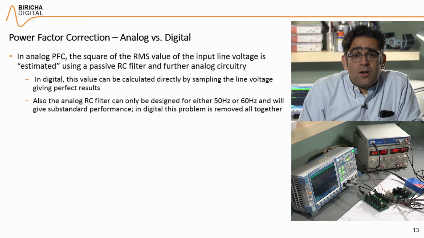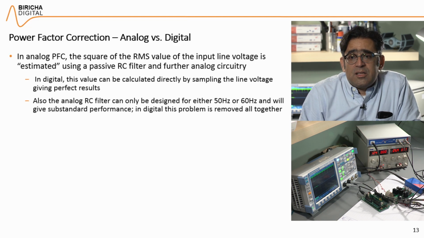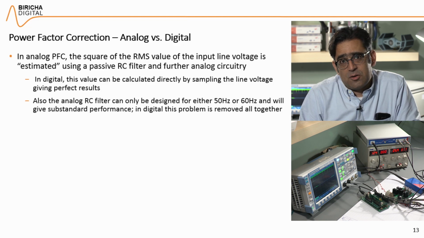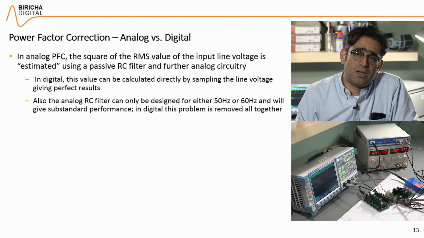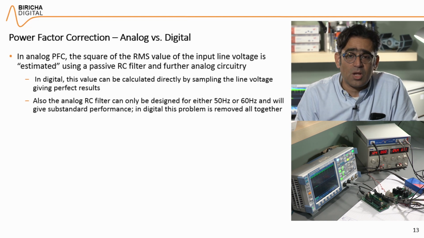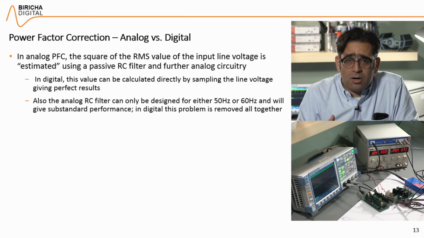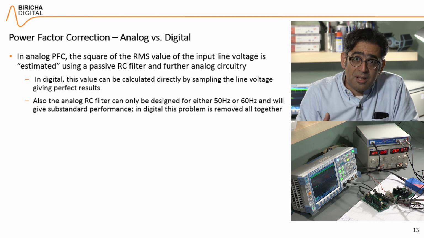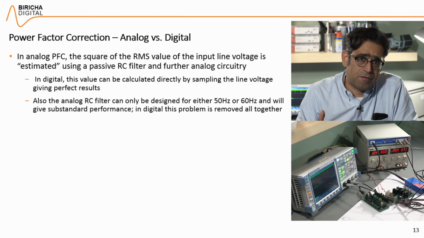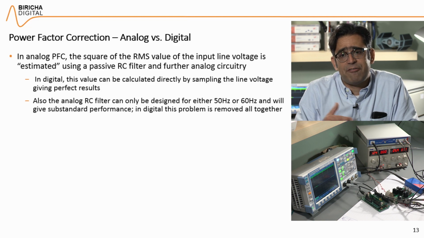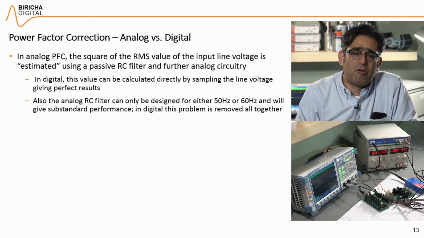Then, in analog PFC, the square of the RMS value of the input voltage is estimated using an RC filter. And then further analog circuitry is part of the mathematical equations that you need in order to run a PFC. You need the square of the RMS value of the line voltage. This is for voltage feed forward. We do this in analog by filtering it a lot and then applying a form factor equation, because the average value of a sine wave is related by a constant to its RMS value. So you average it with filtering a lot, and then you apply the form factor equation.